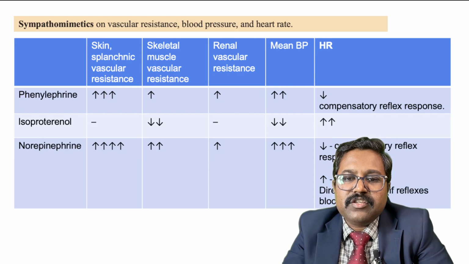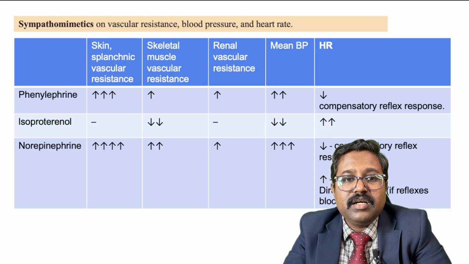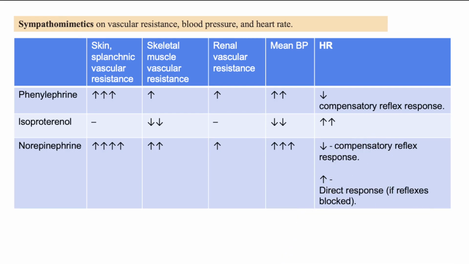On the other hand, isoproterenol mainly acts on the beta receptors, and it has got beta 1 as well as beta 2 activity because of its non-selective activity. So there will be decrease in the vascular resistance, and decrease in the mean blood pressure because of activity on beta 2 receptors. Since it has got activity on beta 1 also, it will increase the heart rate.